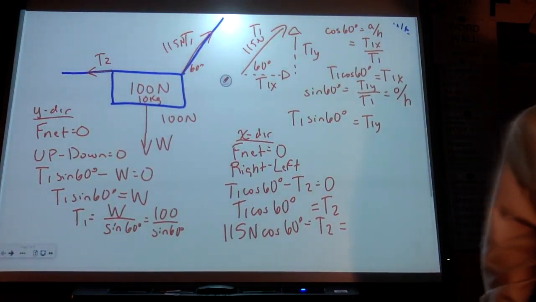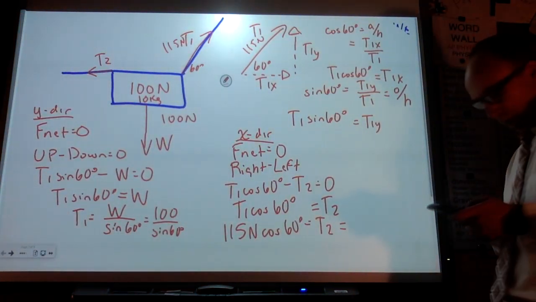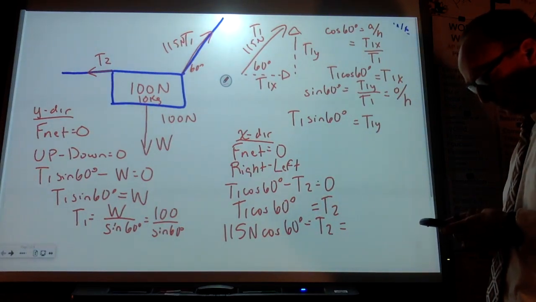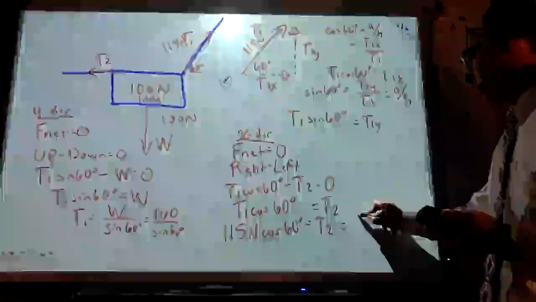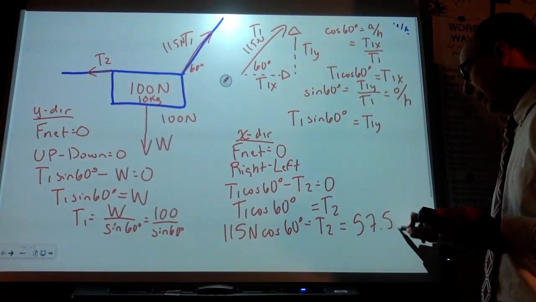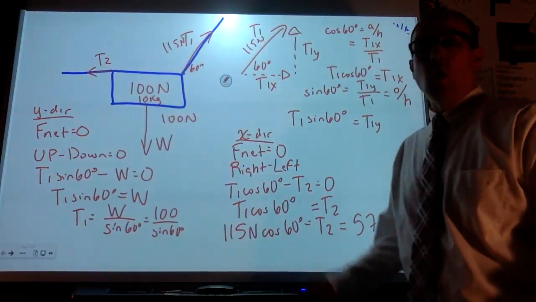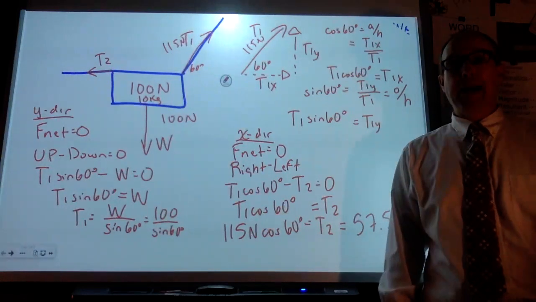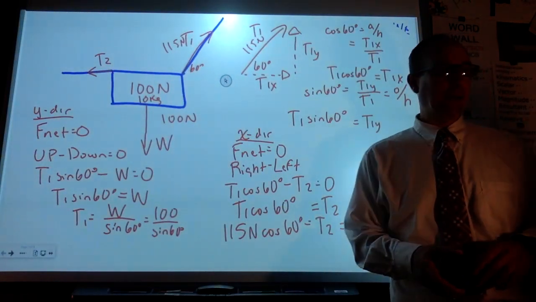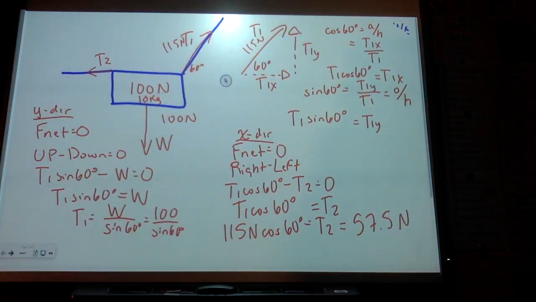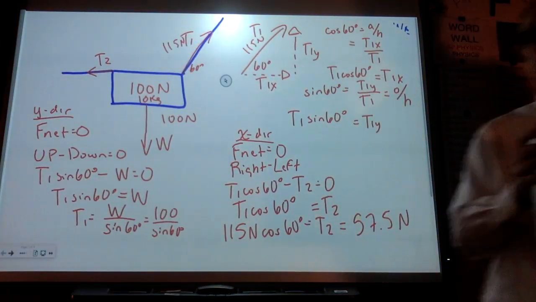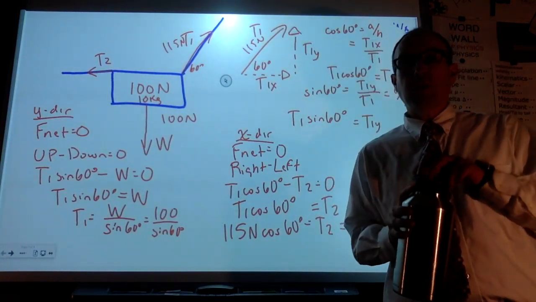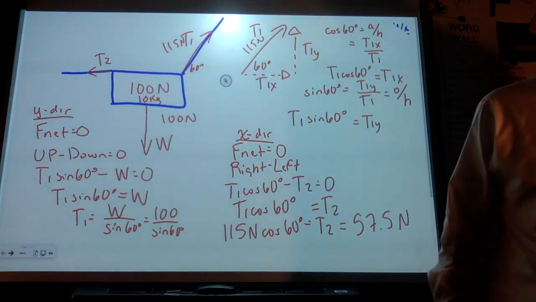So putting this in my calculator, I got 57.5. If you put 115.47, you're going to get something close. I would accept either answer. So we're not as specific in physics as they are in chemistry with significant figures. All right, guys. Good luck on the exam.